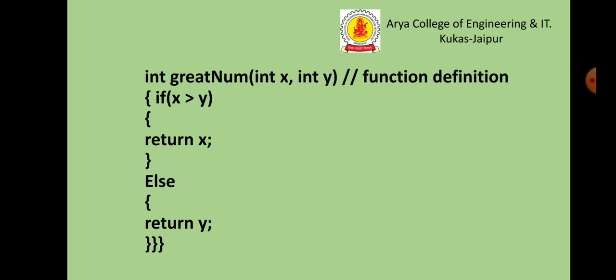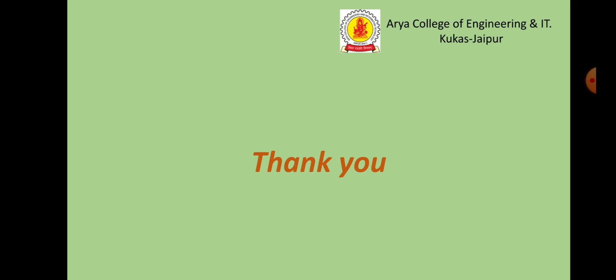See, greatNum int x, int y, the i and j values are here in the function definition as x and y. Comparison is made. If x is greater, return x. The x value is passed to the main function in the variable result, and if y is greater, then the y value is returned to the main function variable result, and then we display the greatest value by using the printf statement.